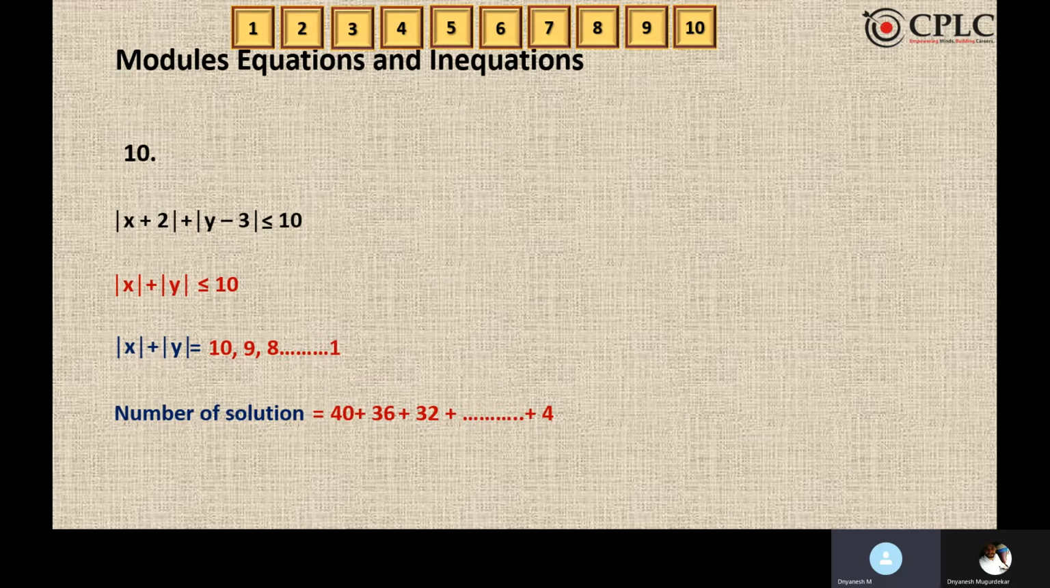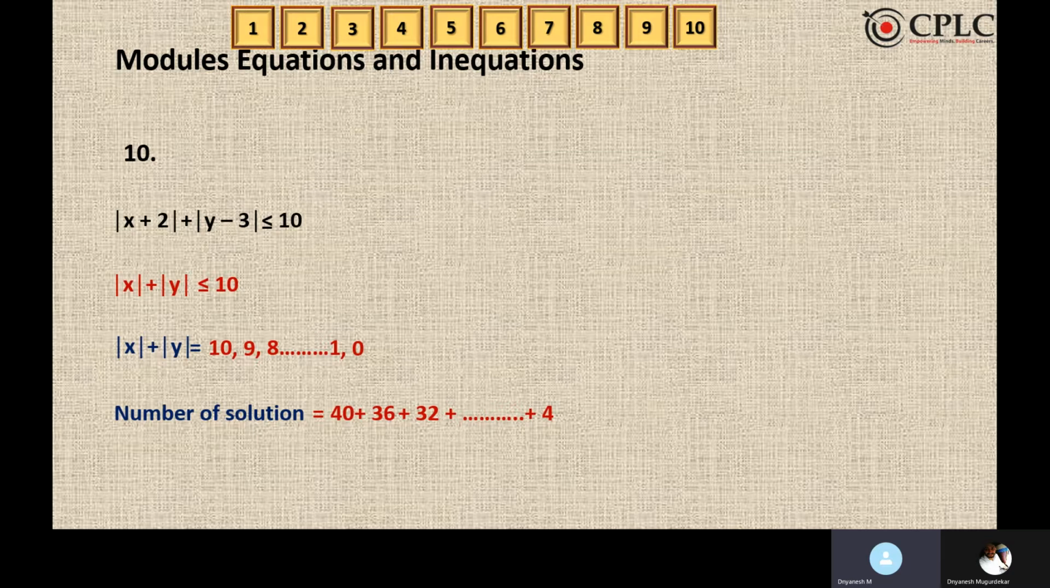But hold on, don't mark 220 as the answer, because it is less than or equal to 10, so 0 is also an integer that comes in. And for mod of x plus mod of y equal to 0, there will be one solution which is 0 comma 0, the origin, that we cannot forget about. This is the part where you need to be very careful with the technicalities.